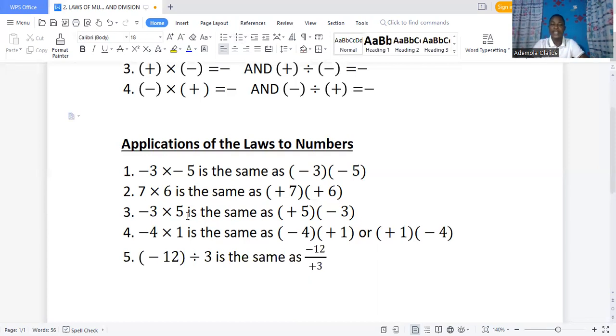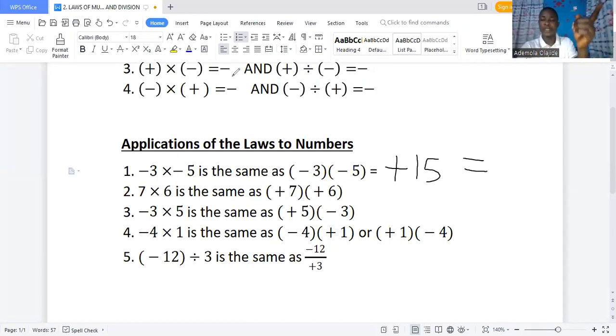Every number you are multiplying, it is important to take note of the sign. For example, here we have minus 3 times minus 5. Take care of the minus first. Minus times minus is plus. And plus 3 times plus 5 will give us 15. So 3 times 5 is 15. Minus times minus is plus, and 3 times 5 or 5 times 3 is 15. So that plus 15, I told us in the previous video, is simply written as 15.